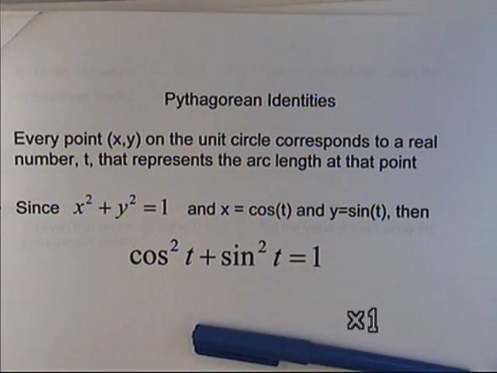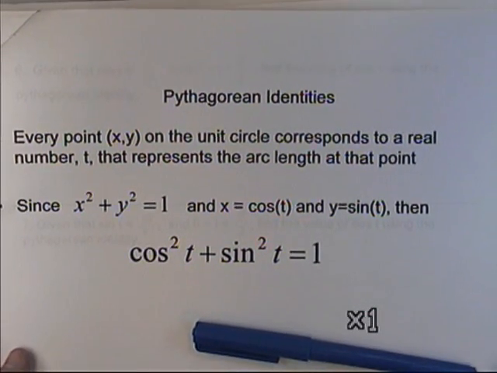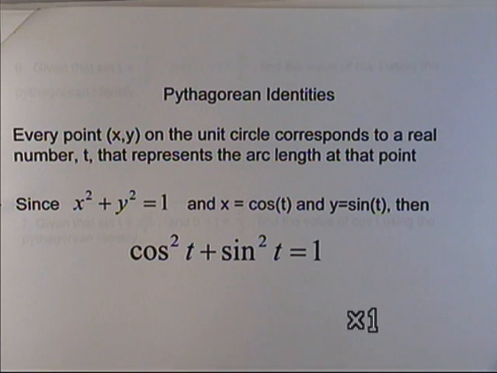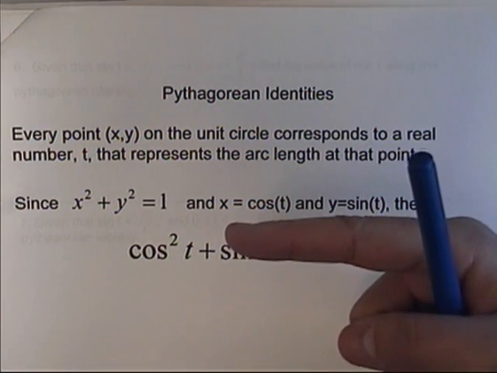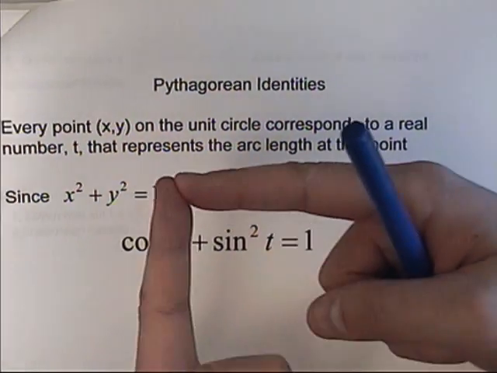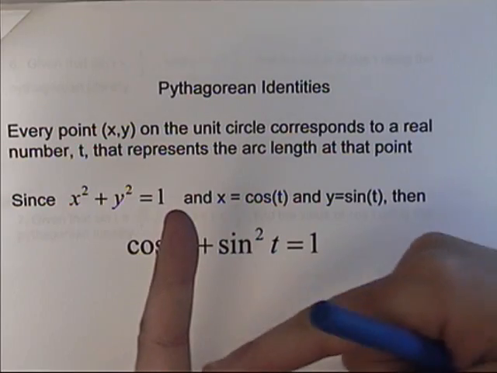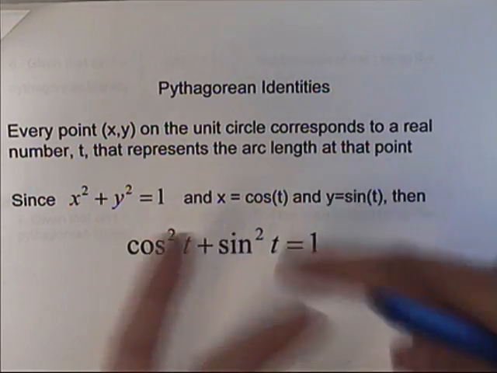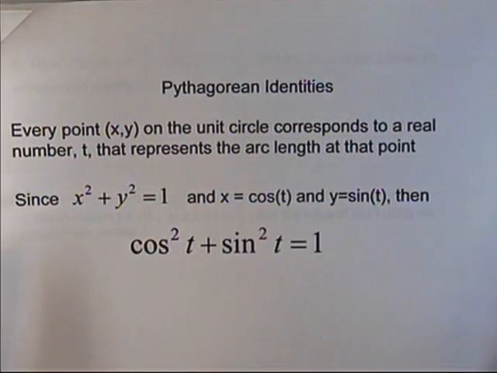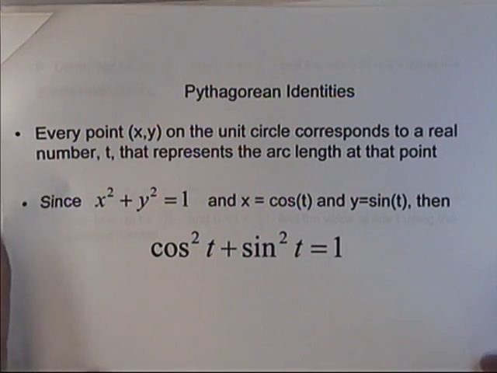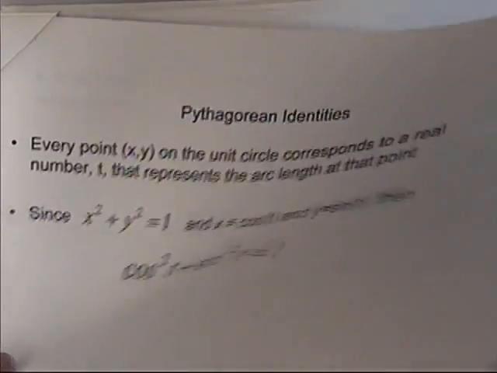The next thing we're going to talk about is Pythagorean identities, and that's basically saying that if you take the horizontal side in your triangle and you square it, and add it to the vertical side in your triangle and square it, you get the hypotenuse, which on a unit circle is always 1. We've been drawing these triangles and labeling the hypotenuse as 1. So, what does that mean here?